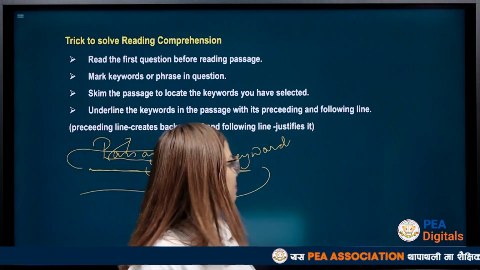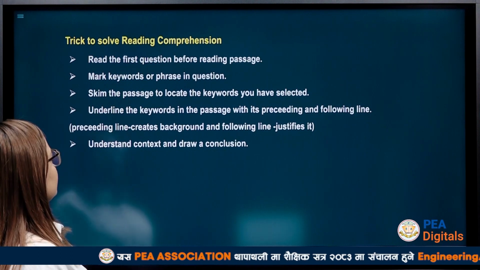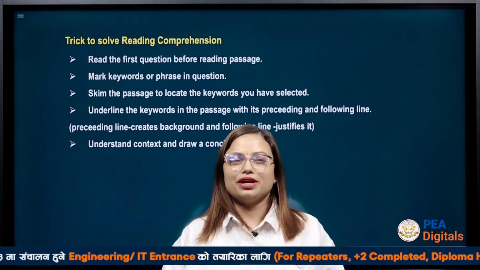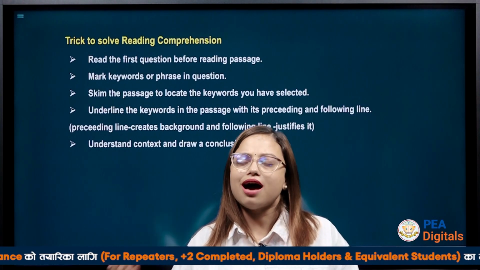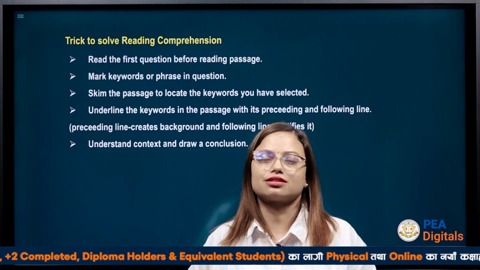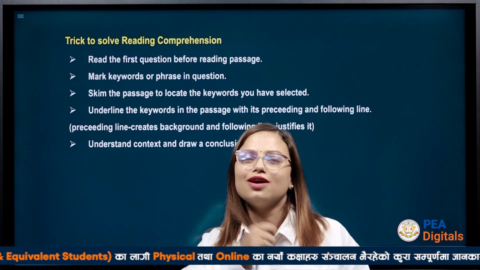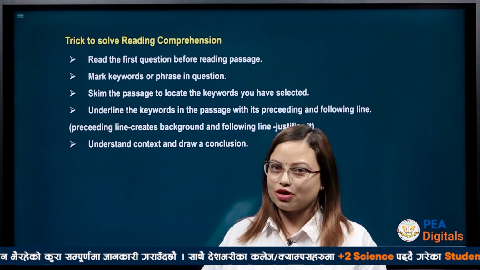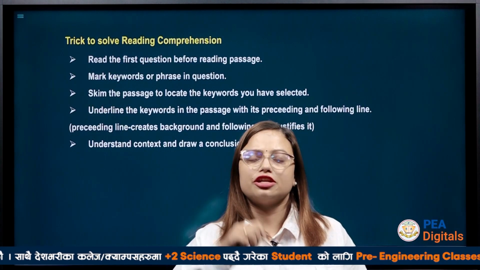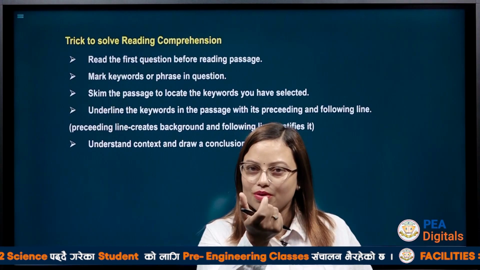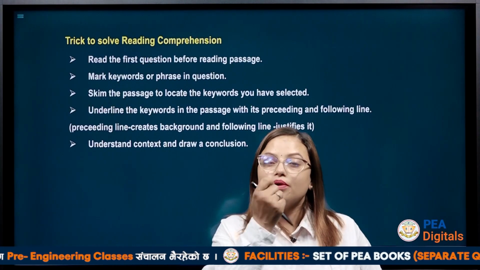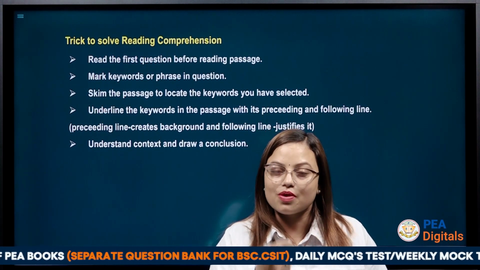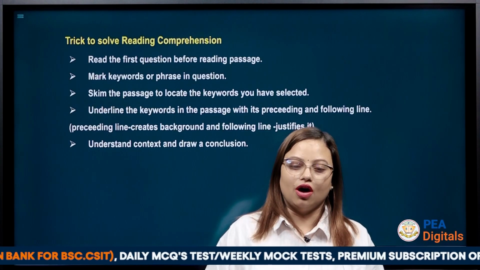And another is you have to understand context and draw a conclusion. Whenever we are talking about reading comprehension, everybody asks us to understand the context. What is meant by understanding a context? Do you know? If you want to understand a context, then you have to visualize the things over there. You have to find out the mood and tone of the author, right?